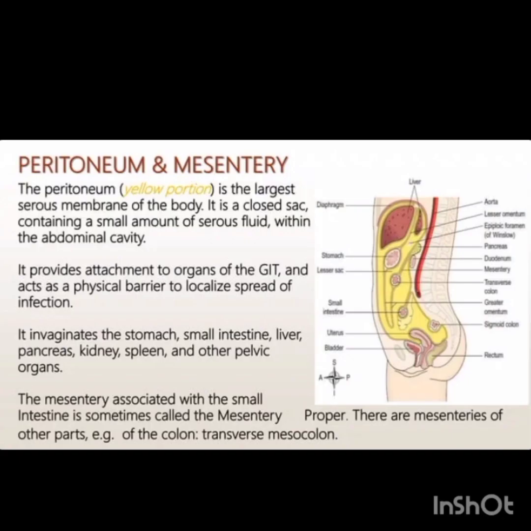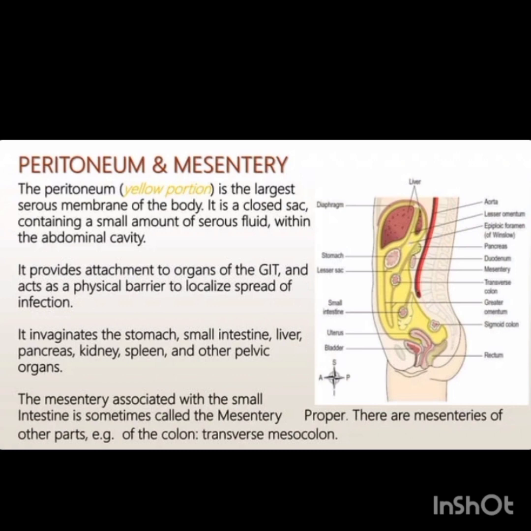Next part is the peritoneum, my dears, or you can also call it the mesentery. Here the yellow portion which you can see in the picture is called the peritoneum. It is a serosal membrane, a sac-like structure which covers all the abdominal organs and protects them from infection. See, it provides attachment to the organs of the GI tract and acts as a physical barrier to localize the spread of infection.